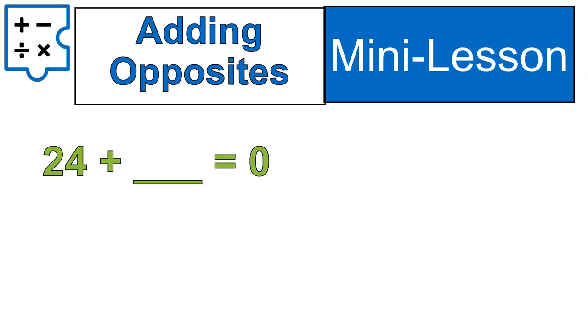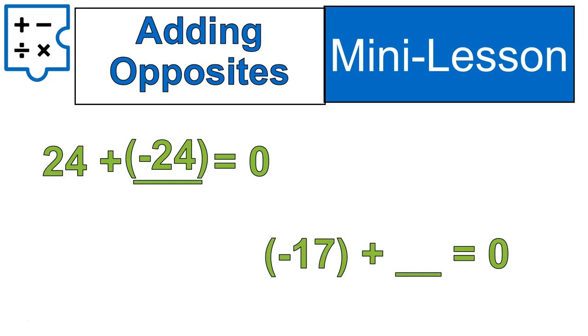So I want you to try this one out. 24 plus what gives us 0? Did you say -24? Yeah. 24 plus -24 gives us 0. How about -17 plus something? What do we get? -17 plus +17. -17 plus 17 equals 0. Are you noticing something about adding opposites? There are several patterns that you might start to see.